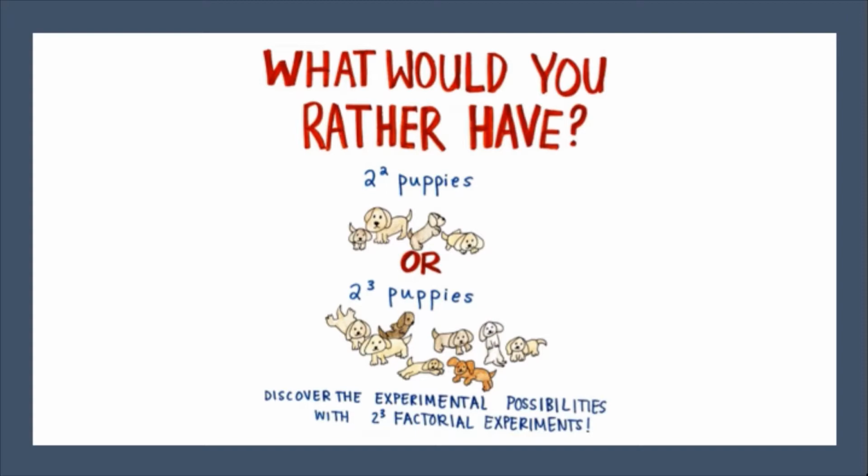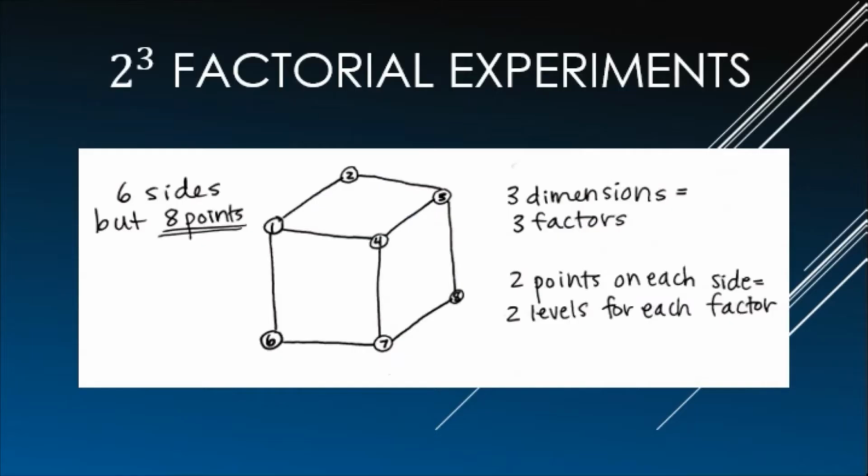possibilities we have. Looking here at our first visual, we see that there are 2 points on each side, which stands for our 2 levels for every factor. And we also have 3 dimensions, which stands for 3 different factors.